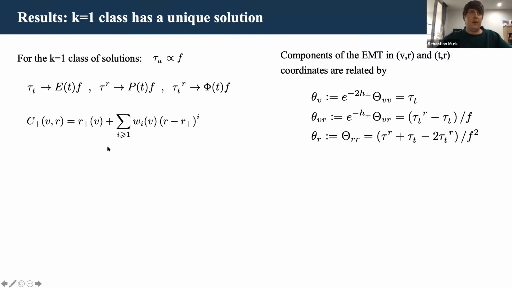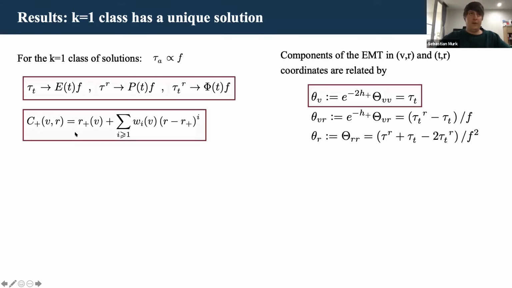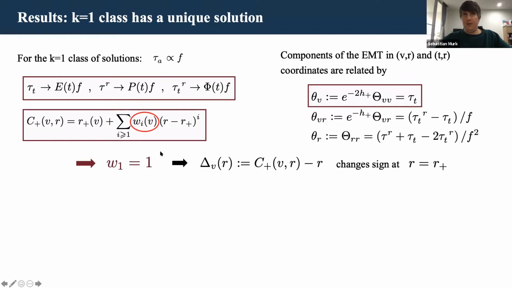And what's written below here is just a generic expression for the Misner-Sharp mass in VR coordinates. And what we found, it turns out that the first relation between the energy momentum tensor components can actually only be satisfied if the linear coefficient in the Misner-Sharp mass is equal to 1. And what this tells you is that if you define a function delta v, which is just this Misner-Sharp mass minus the areal coordinate, it'll change sign at the apparent horizon. And this tells you that the Misner-Sharp mass in VR coordinates cannot have a square term.